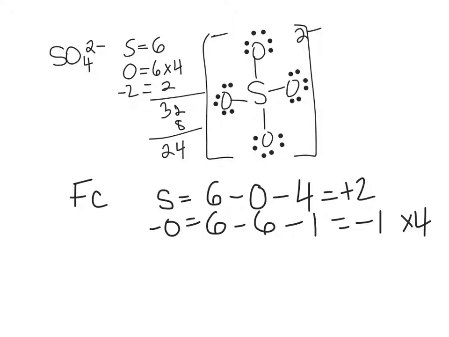But none of these are 0. So what I want you to do, see what happens if you change a lone pair into another bond, like make a double bonded oxygen. This is your homework for tonight. Try and work this structure out so that you have as many zeros as you can on formal charges, and they have to add up to negative 2.